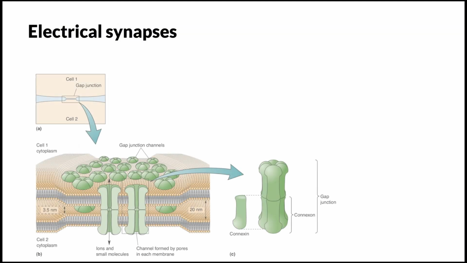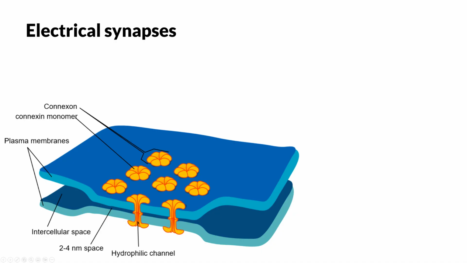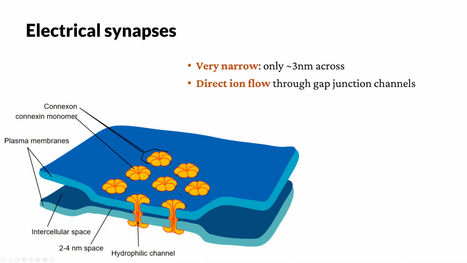Electrical synapses. Let's zoom in on them. Firstly, we can see that one characteristic of the electrical synapses is that the two neurons are very, very close. The gap between them is only about 3 nanometers across. It's so narrow that we may find it difficult even seeing it with an electron microscope. Electrical synapses allow the direct flow of ions through gap junction channels.